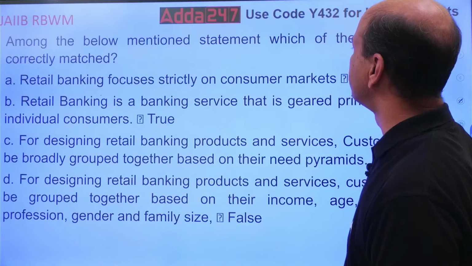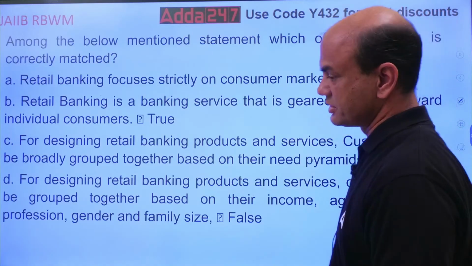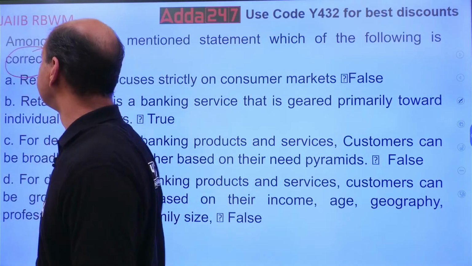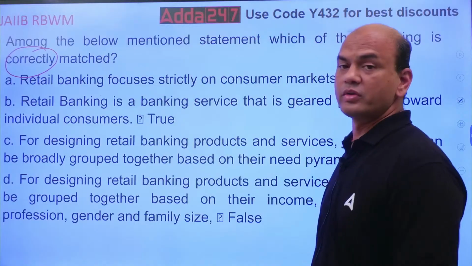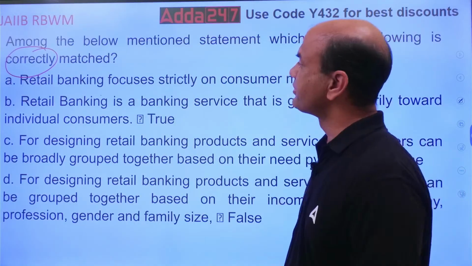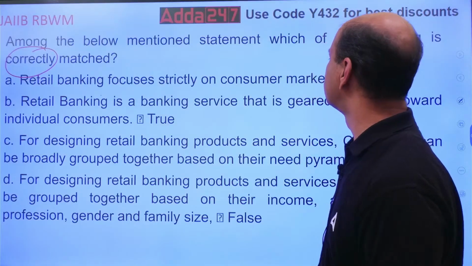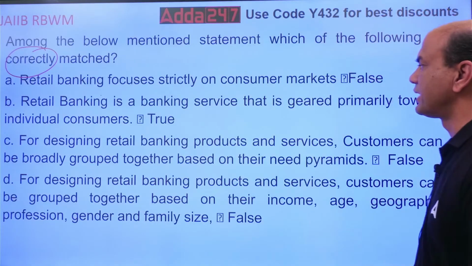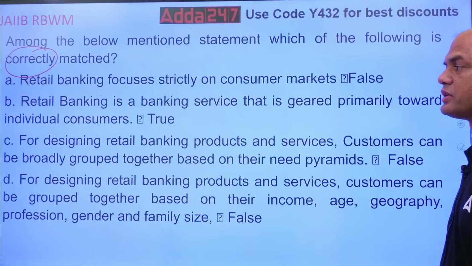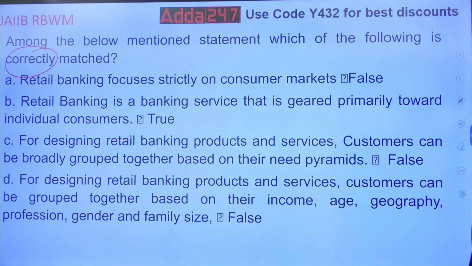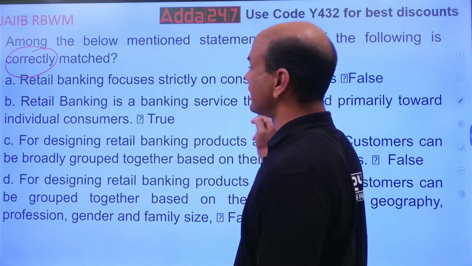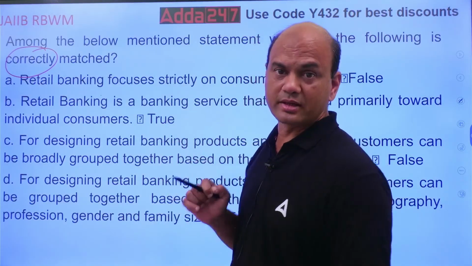Among the below mentioned statements, which of the following is correctly matched? Here you don't want not, you want correctly matched. So here you want the correct one, not the false one. Retail banking focuses strictly on consumer markets. False. Retail banking is a banking service that is geared primarily towards individual customers. True. You have to look at both things, the statement and true or false also. It's not that the statement seems correct so you say correct. Matching should be there correctly.